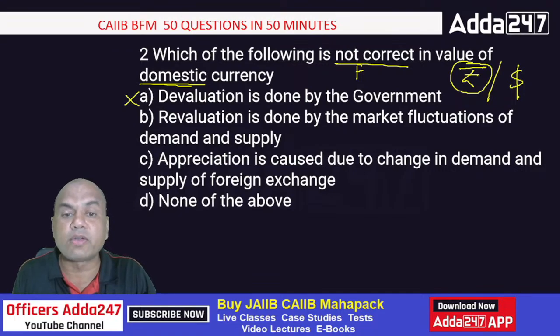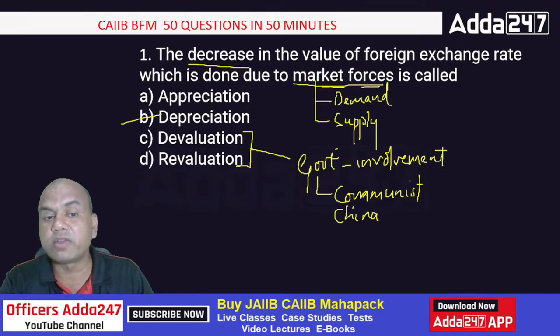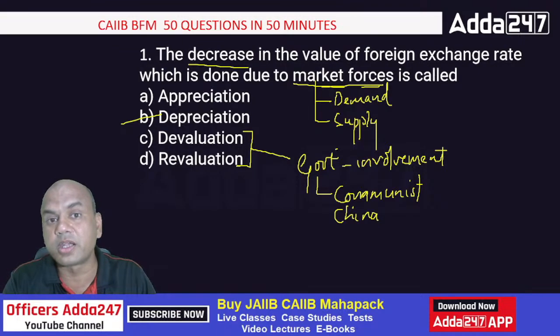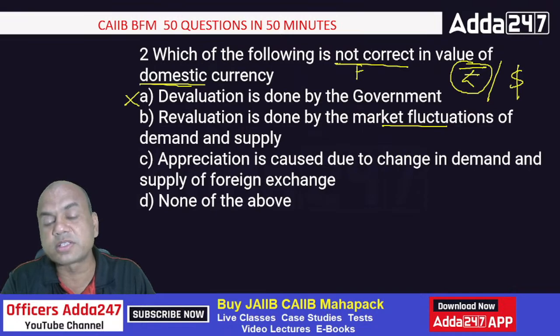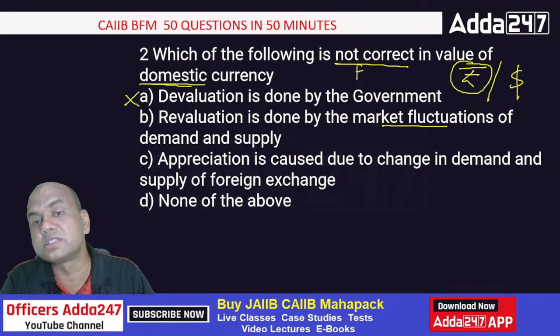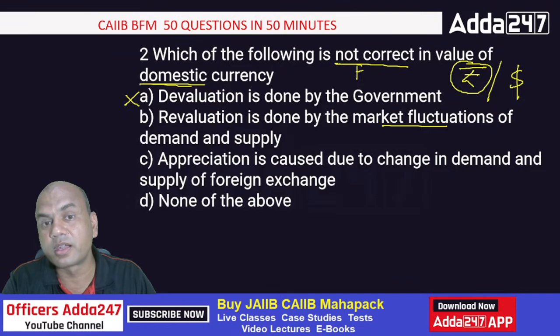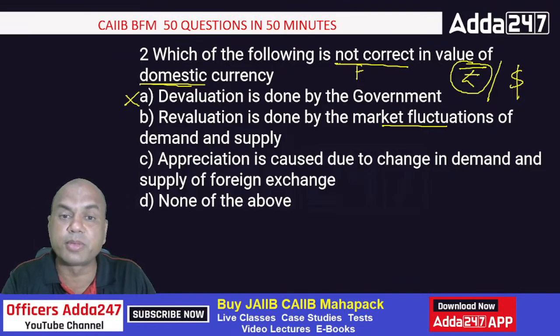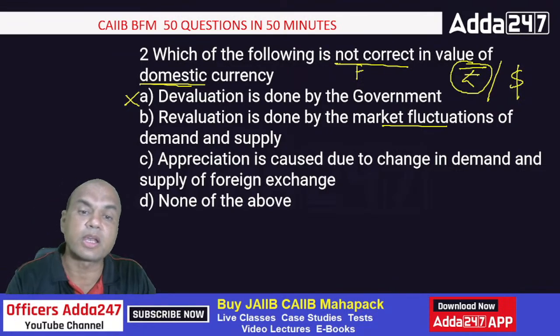Revaluation is done by the market fluctuations of demand and supply. What did we say just now? The first question was: devaluation and revaluation are done by the government. And what is said over here? Revaluation is done by the market fluctuation. So is this true? Type fast. Is B true? No, correct. It is false. And what do I want? I want false only. So this is the answer I want.